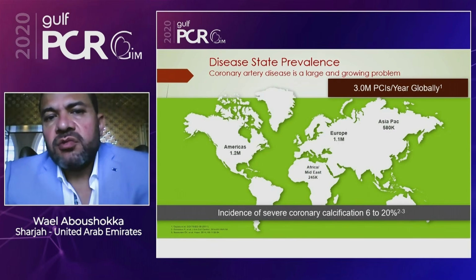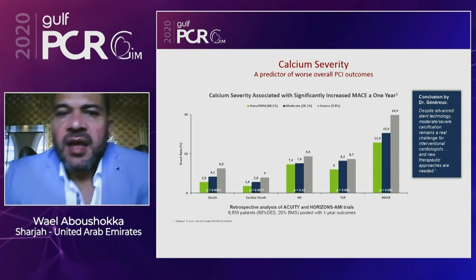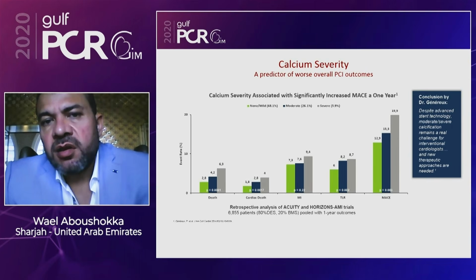But first, I want to highlight the problem of severe calcification in coronary artery disease, and it presents in like 6 to 20% of all PCIs that are done around the globe. I mean, like 15%. And this affects not only the short term, but also the long term results of PCI.